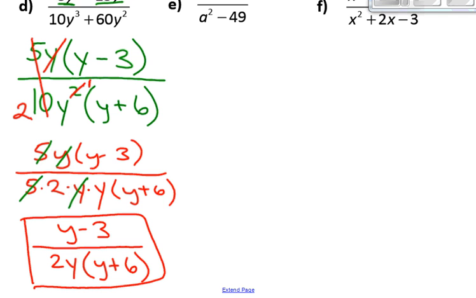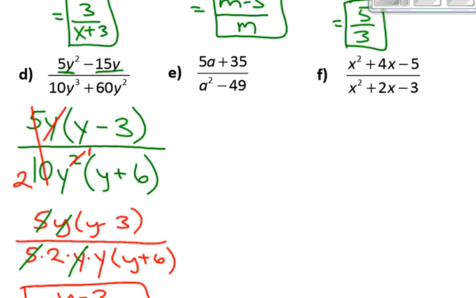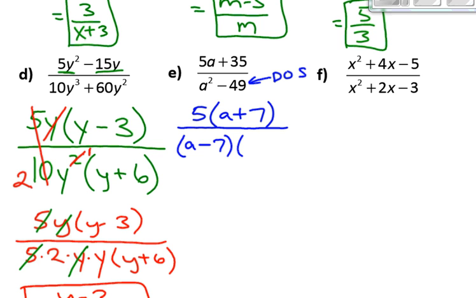Okay? All right, so now for part E, we have 5a plus 35 in the numerator. So to factor that, we have 5 times a plus 7. And then the denominator, a squared minus 49, that's a difference of squares. So we have a minus 7 times a plus 7. And now we can see that a plus 7 and a plus 7 cancel, leaving us with 5 over a minus 7.